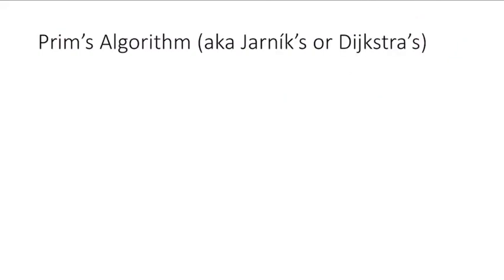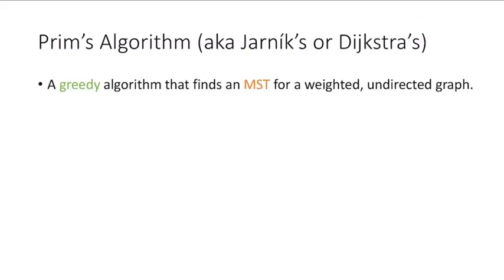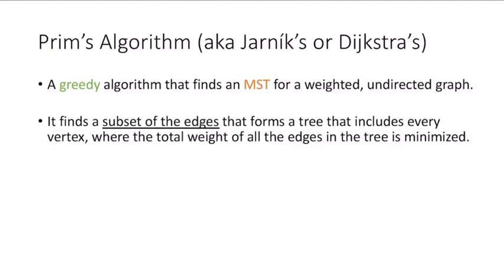Alright, so let's look at Prim's algorithm. This is a greedy algorithm that finds the minimum spanning tree for a weighted undirected graph. And essentially what that means is just finding a subset of all the edges that form a tree where you can connect from every vertex to every other vertex. And the cost of those edges is minimized.